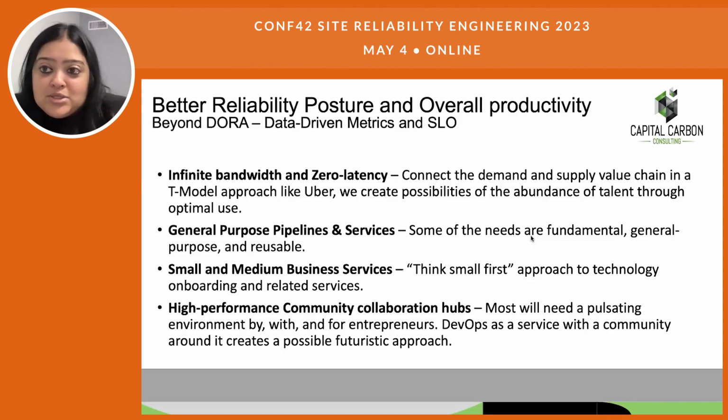When we talk about all these changes, we also talk about infinite bandwidth and zero latency for a demand and supply value chain system. So we need to ensure that we have some supporting measurable general purpose pipelines and services which can serve our fundamental needs, or they can be reusable. We cannot forget small and medium business services. So think small before you think big, and high performance community collaboration hubs, which are mostly needed for entrepreneurs, evangelists, and practitioners to foster collaboration and create a possible futuristic approach on all this.